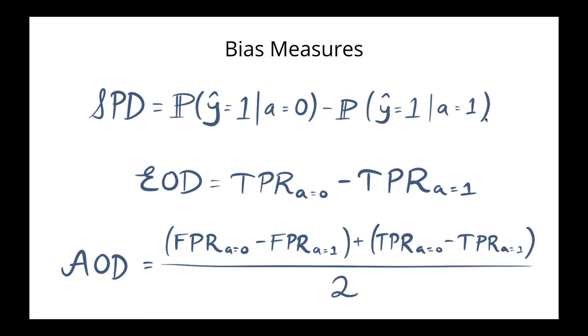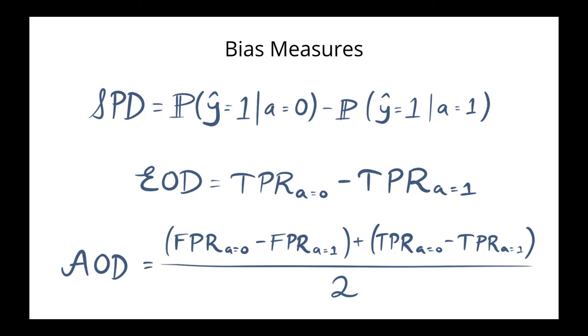Essentially, this measure tries to make sure that the model is not giving an advantage to the privileged group. So here we're just trying to make sure that the model is able to give positive predictions equally to the unprivileged and privileged groups. The second measure, EOD, or equal opportunity difference, measures the difference between the true positive rates of the two protected groups. The intuition behind this measure is to make the true positive rates, and not just the number of positive predictions, as close to each other as possible.